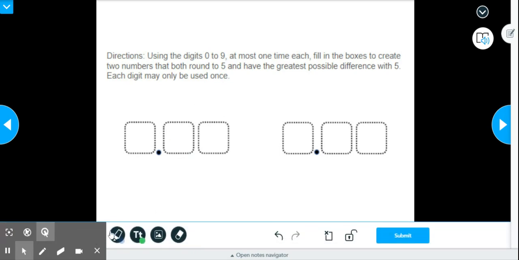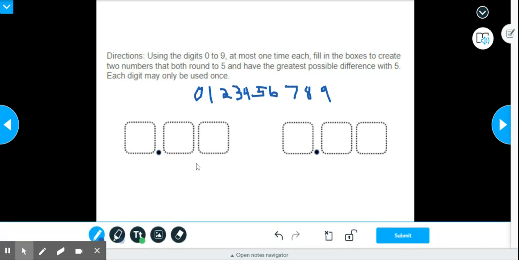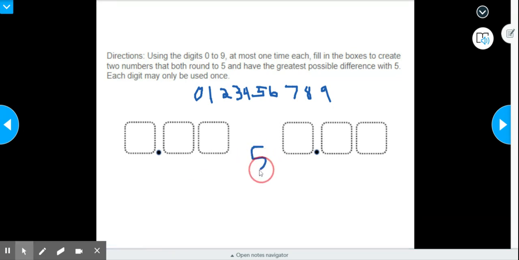Okay, so 0 to 9. 0, 1, 2, 3, 4, 5, 6, 7, 8, 9. And I know on my first attempt, I also wrote 5 in the middle here just to keep my thinking that that's what I'm rounding to.